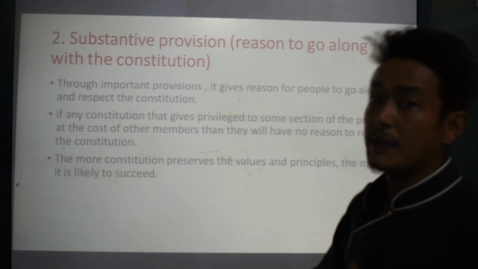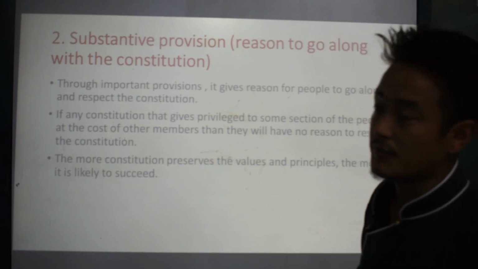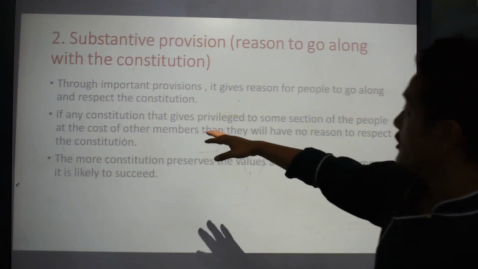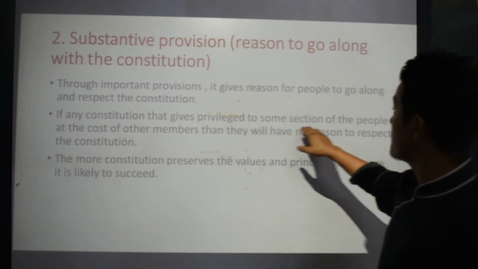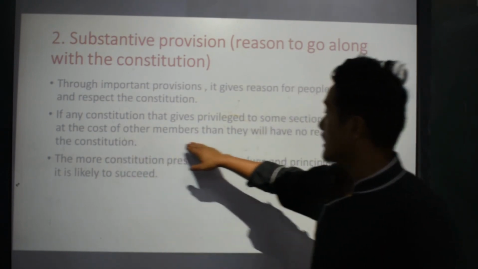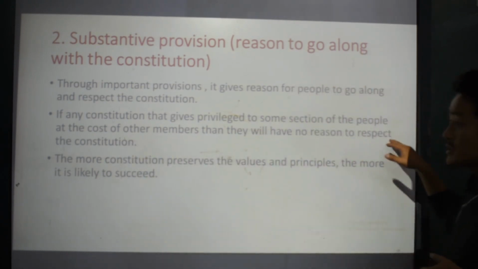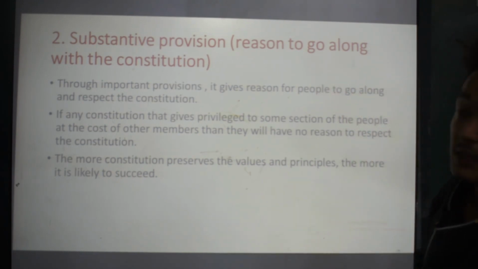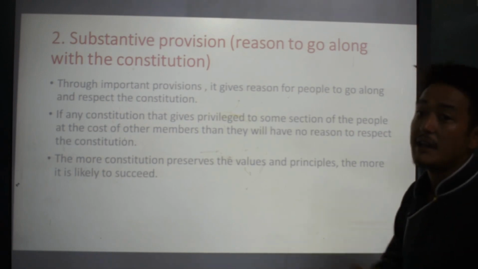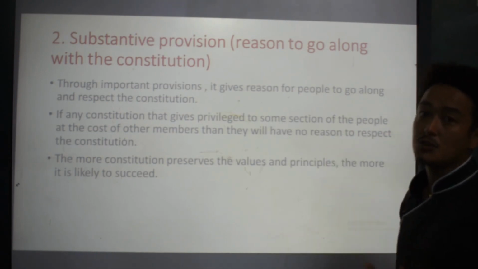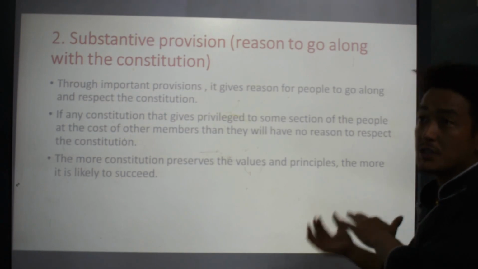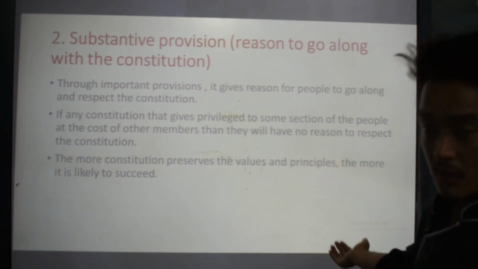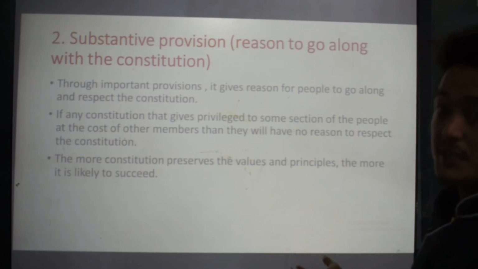To get the respect of the people, because they are benefiting. If any constitution gives privilege to some section of the people at the cost of other members, then they will have no reason to respect the constitution. Like I said, the constitution is not going to get respect from the people if they are not getting enough benefit from it, or if it is biased towards a certain section of the people at the cost of most of the poor section of the people.